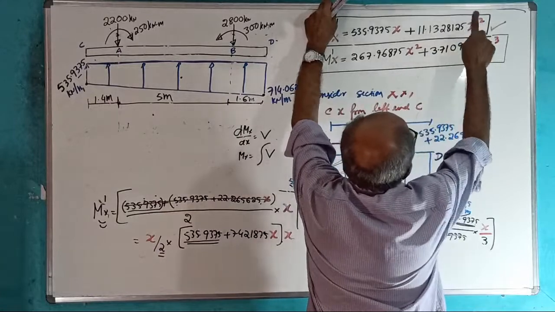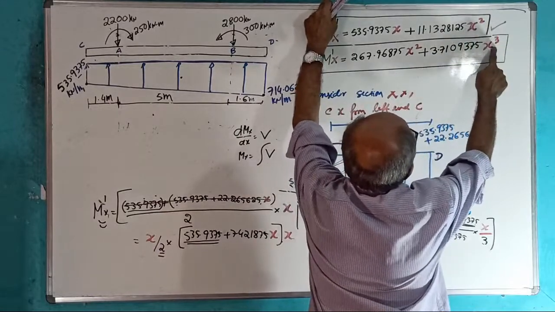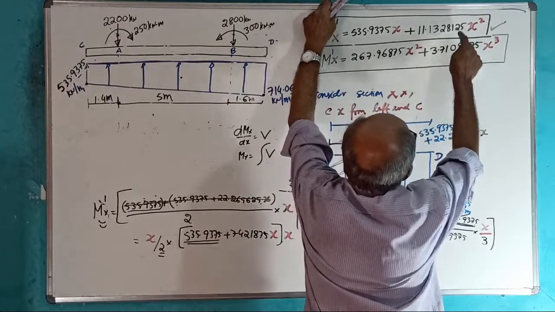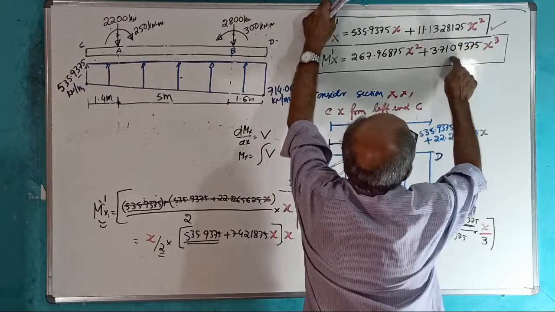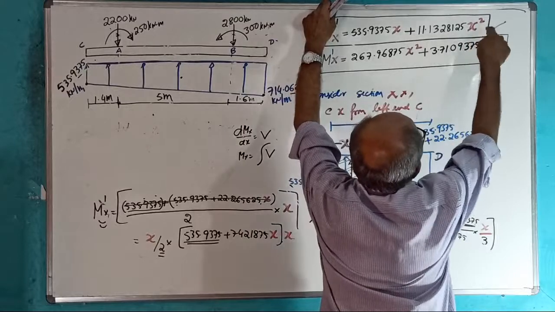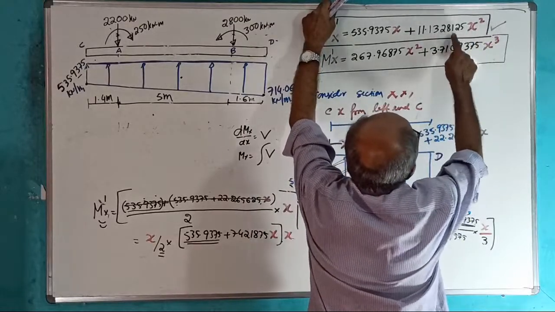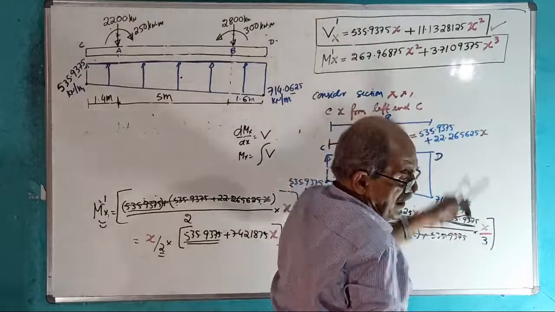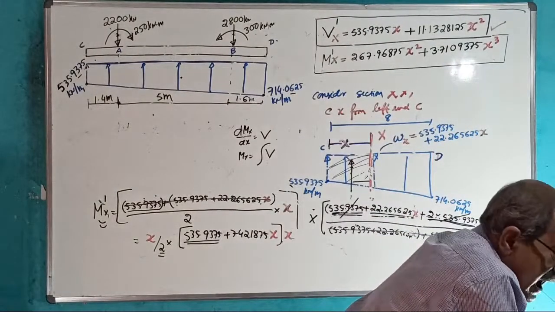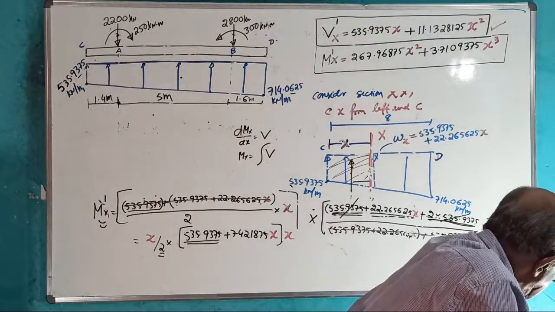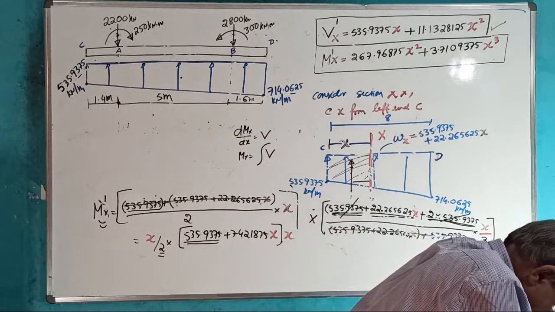11.1328125 X square becomes X cube by 3. See, X cube. Now divide by 3. Are you getting this number? Divide by this 1 by 3. X square becomes X cube by 3. If you divide by 3, X square becomes X cube. Are you getting this number? Tell me. Are you getting that number or not?